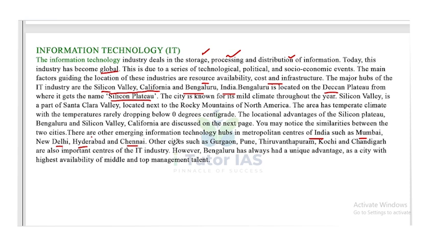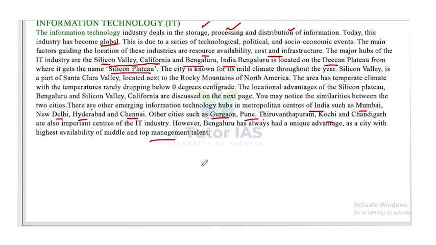Other cities such as Gurgaon, Pune, Trivandrum, Kochi and Chandigarh are also important centers of the IT industry. However, Bengaluru has always had a unique advantage as a city with highest availability of middle and top management talent. So that's about the information technology.